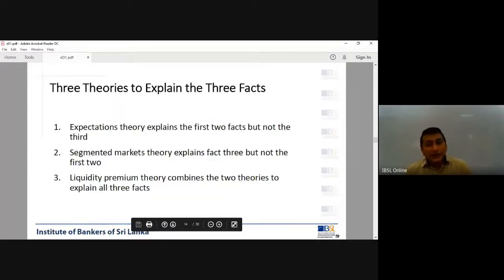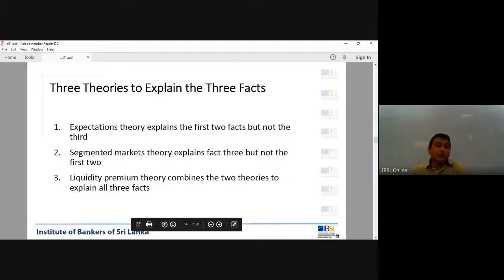And this explanation is being analyzed through three theories. The first is expectation theory, or one could call it the expectation hypothesis, which tries to explain the first two facts, that is, that interest rates of different maturities move together. And then when the short-term interest rates are low, yield curves are upward sloping. When short-term interest rates are high, yield curves are downward sloping. But it is not explaining the third element, that yield curves are normally upward sloping.